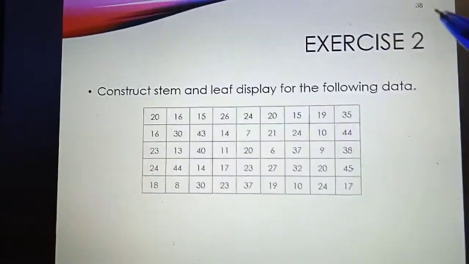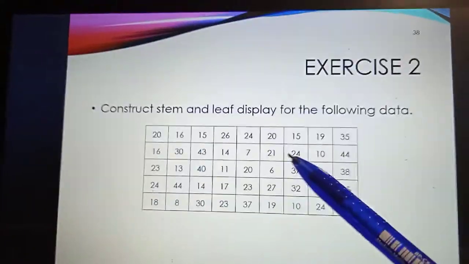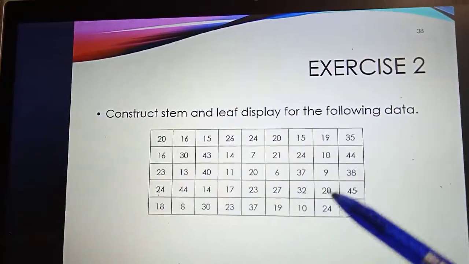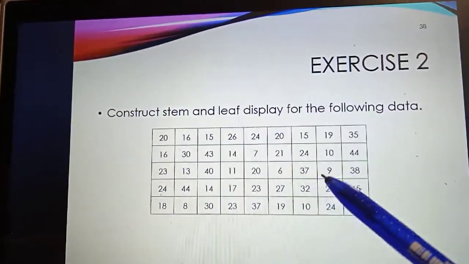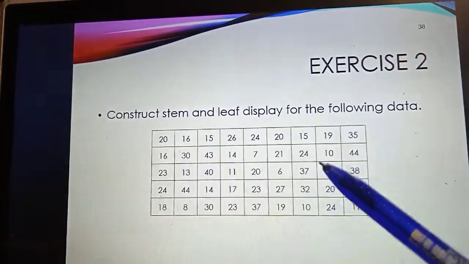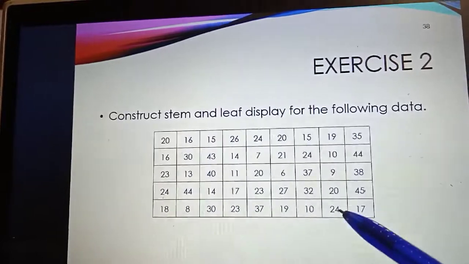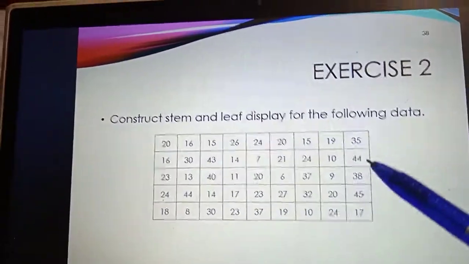Okay, for exercise 2, construct a stem and leaf display for the following table. So ini set of data. Gunakan contoh yang dalam stem and leaf tadi untuk construct stem and leaf display bagi set of data yang diberi ni. Do this as your exercise 2.